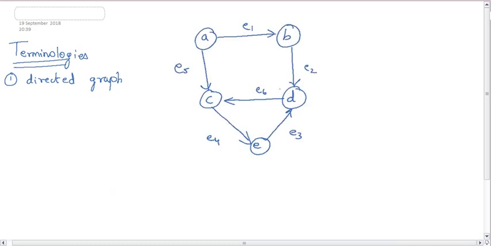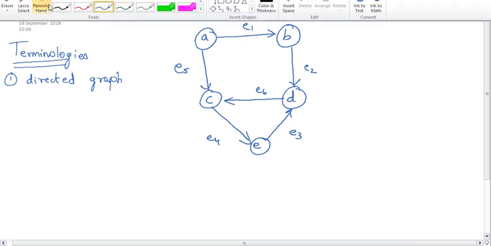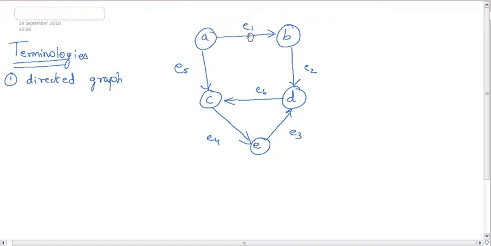Now let me take an example of a directed graph. This is called a directed graph. As you can see, there are directions. For example, A has a direction to B. The edge E1 has a direction. In the same way, edge E2 has a direction from B to D. Similarly, E3 has a direction from E to D. It is to be noted that E3 does not have a direction from D to E. It has a direction from E to D. This is the difference between a directed graph and an undirected graph.